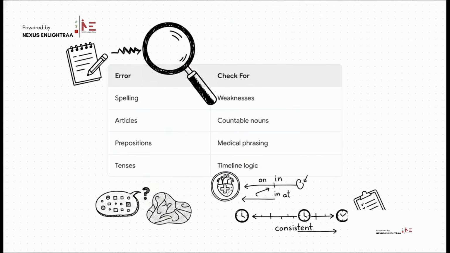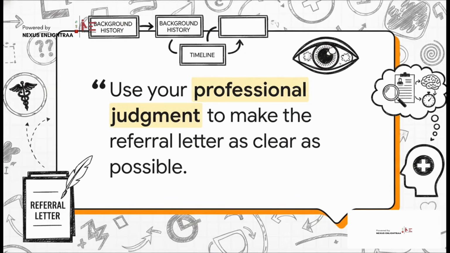Instead, simply use a mental checklist to eliminate the basic grammatical errors that literally all of us make under the immense pressure of an exam. Check your spelling against your known personal weaknesses. Review your articles. Are you correctly identifying countable versus uncountable nouns? Ensure your prepositions use correct medical phrasing. And very importantly, double-check that your tenses remain perfectly consistent throughout the patient's timeline. Look, if you're completely unsure about a word, don't agonize over it. Just move on.